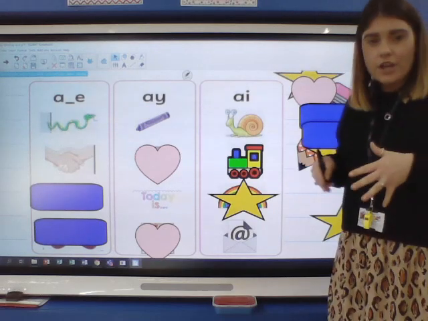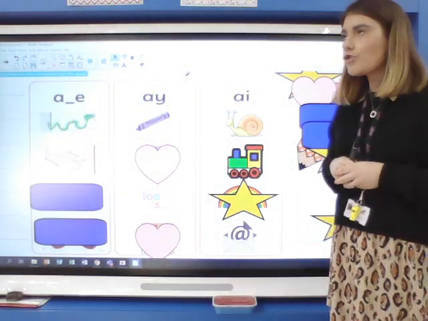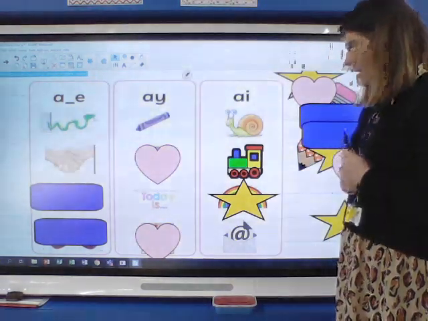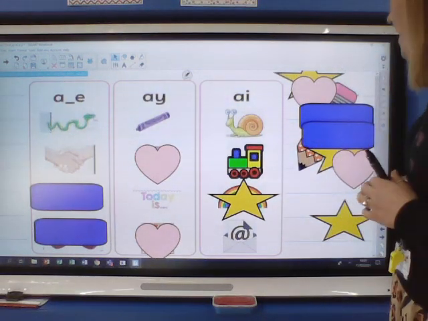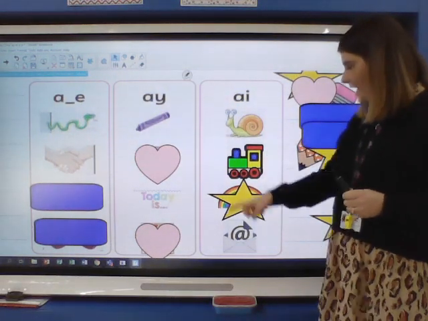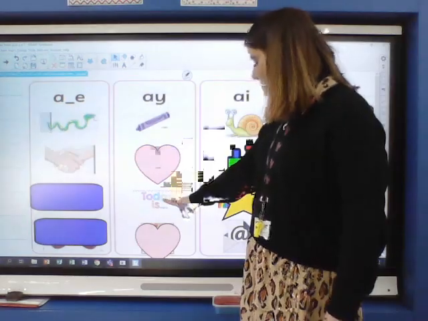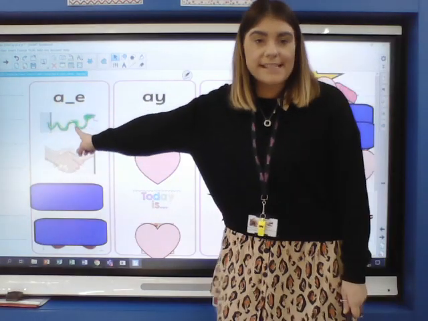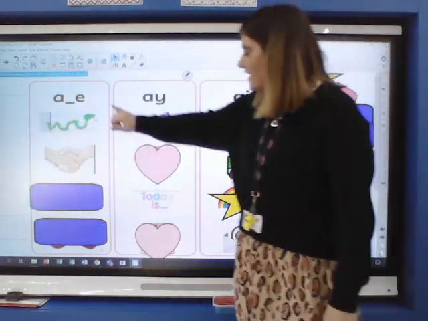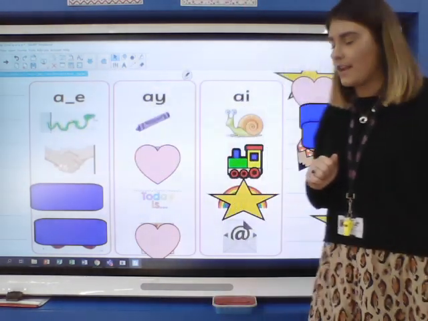Train. It's not chain, it's train. So far then, in our AI column, we should have snail, train, and email. In our AY column, we should have crayon and Monday. And then in our split digraph A, we should have snake and shake or handshake.